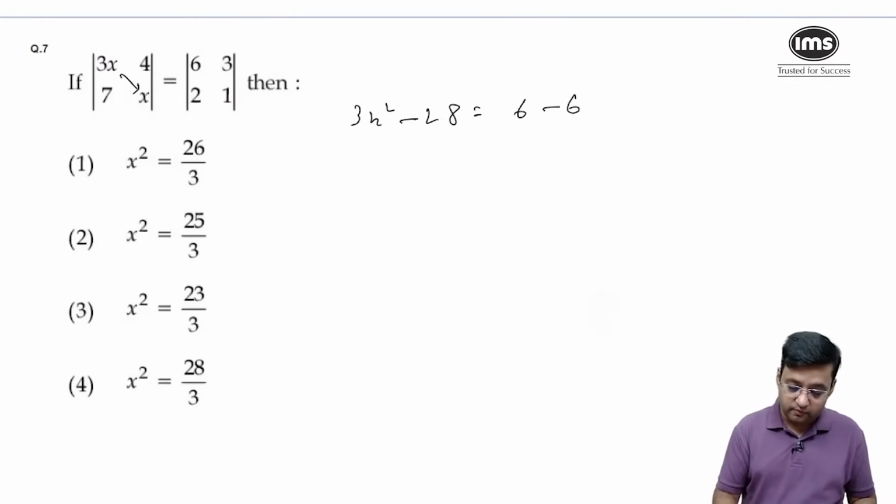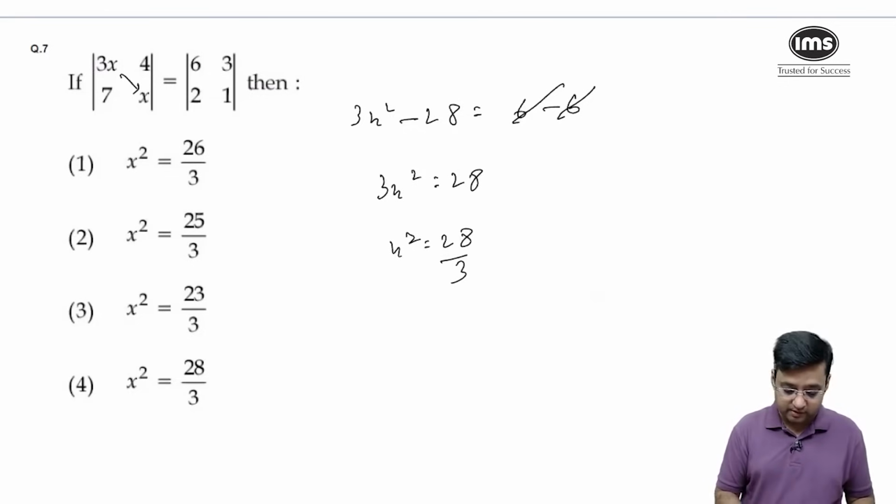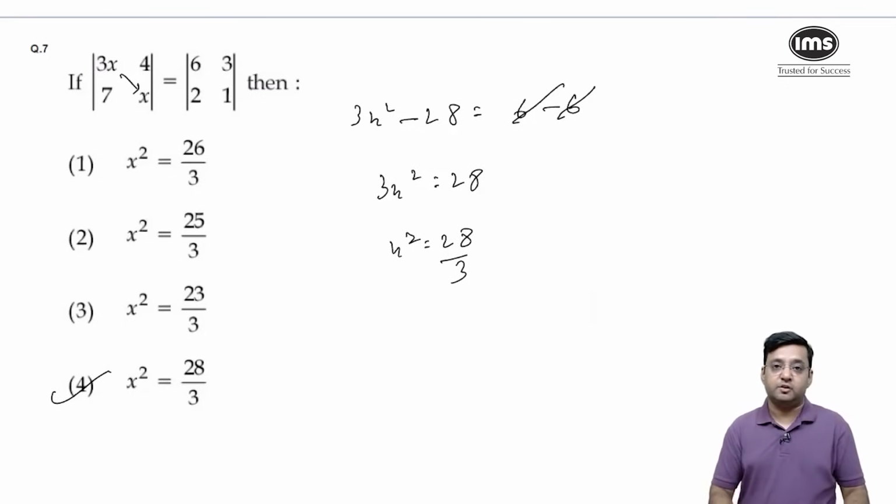So now we cancel these two and this becomes 0, and this is 3x square equals 28, x square equals 28 by 3, which we have in the fourth option.